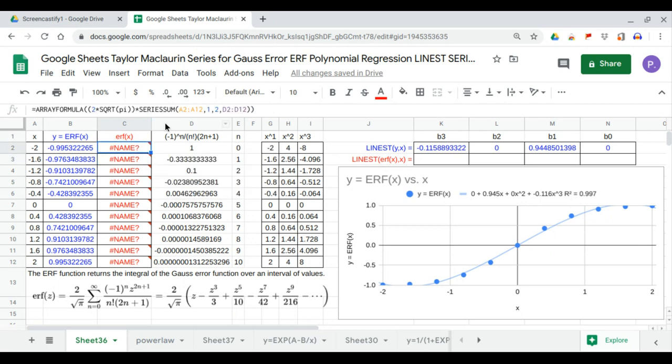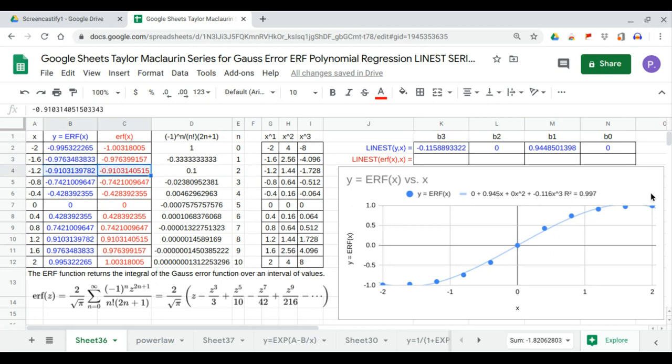Something went wrong here. Oh, this is the pi. But there's something wrong here. That's 2 over square root of pi times the series sum. So our values are very close. The expansion is almost the same as the function itself.